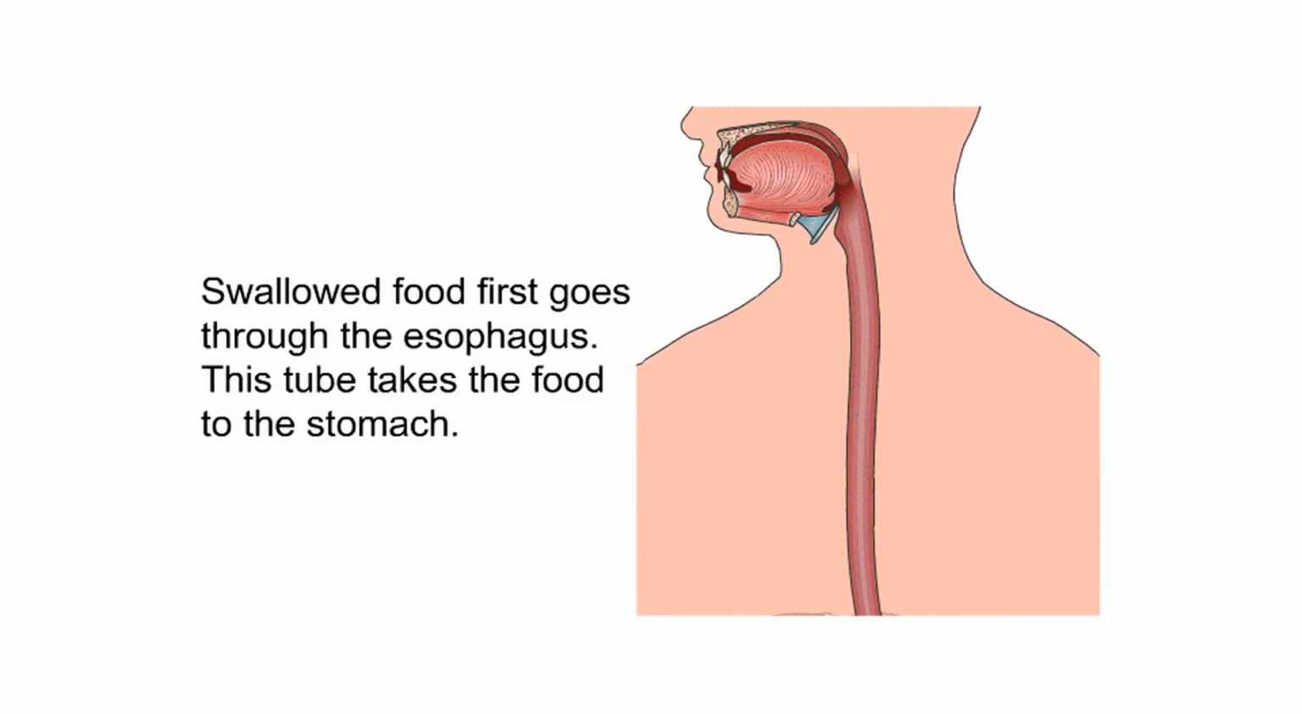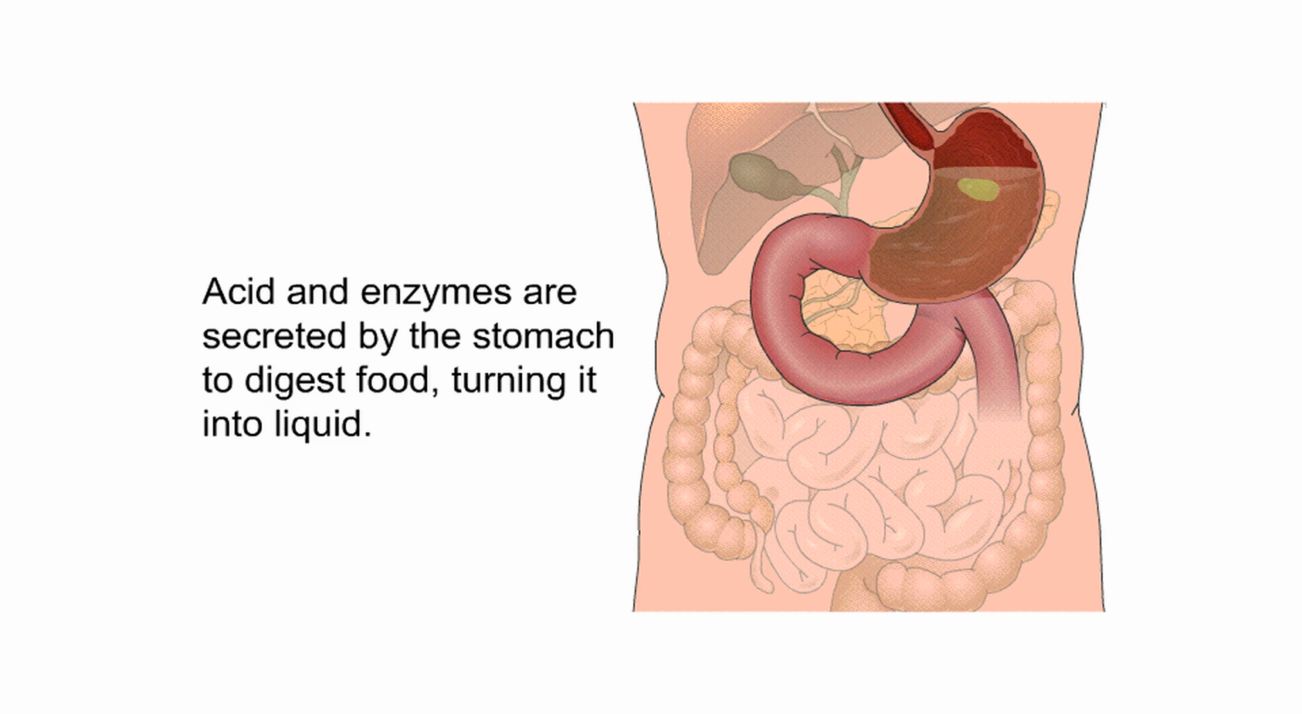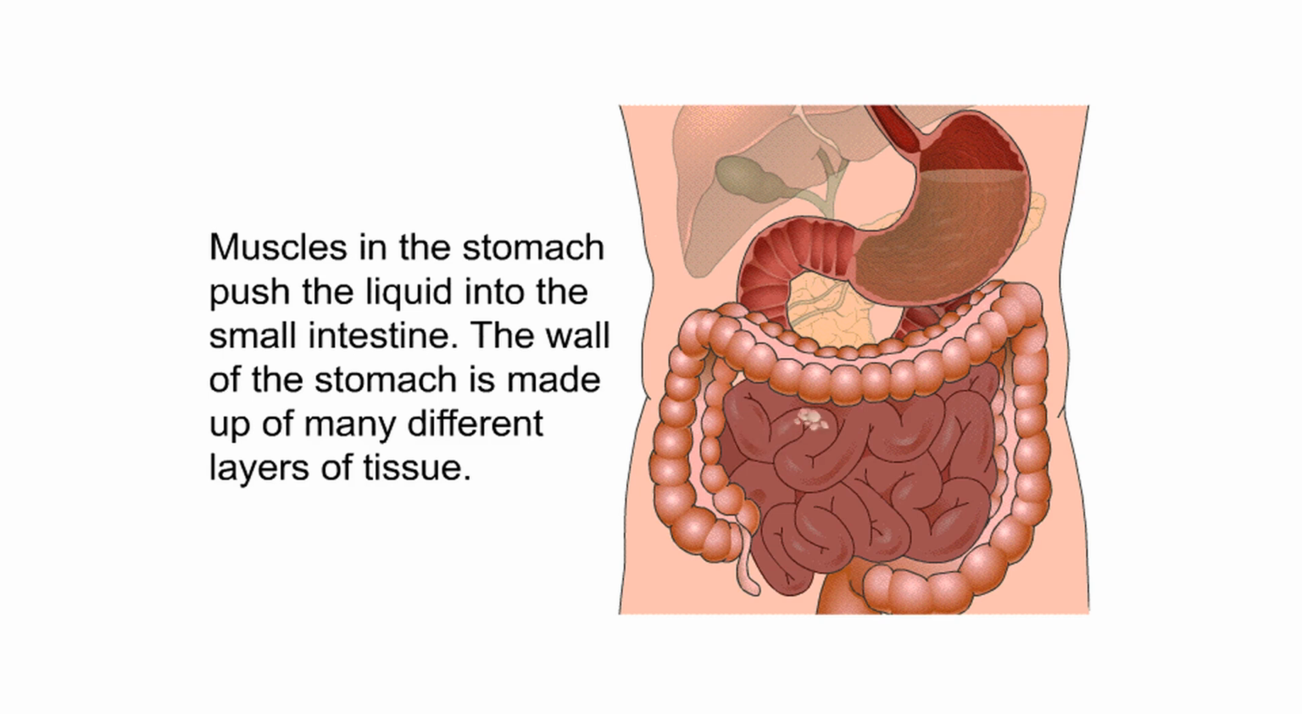Swallowed food first goes through the esophagus. This tube takes the food to the stomach. Acid and enzymes are secreted by the stomach to digest food, turning it into liquid. Muscles in the stomach push the liquid into the small intestine. The wall of the stomach is made up of many different layers of tissue.